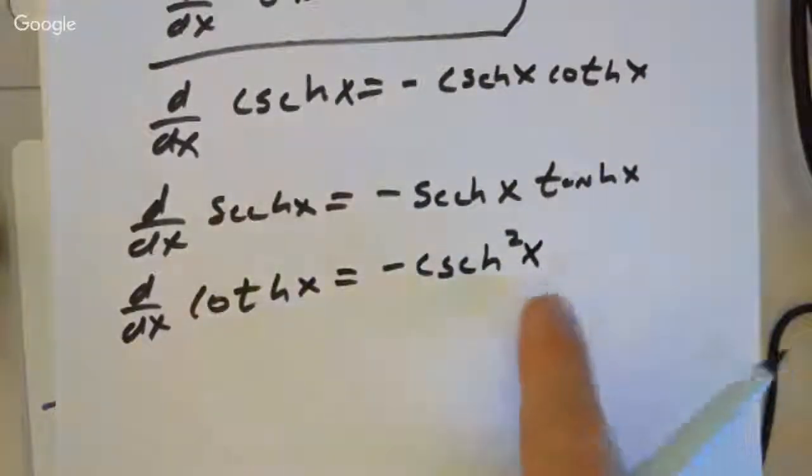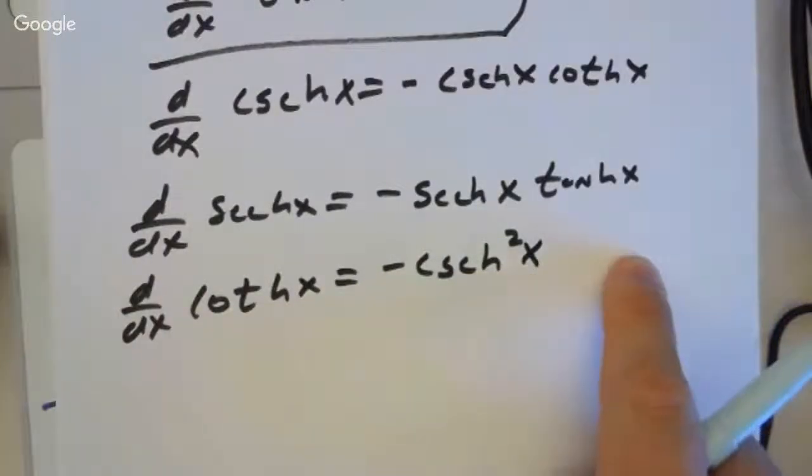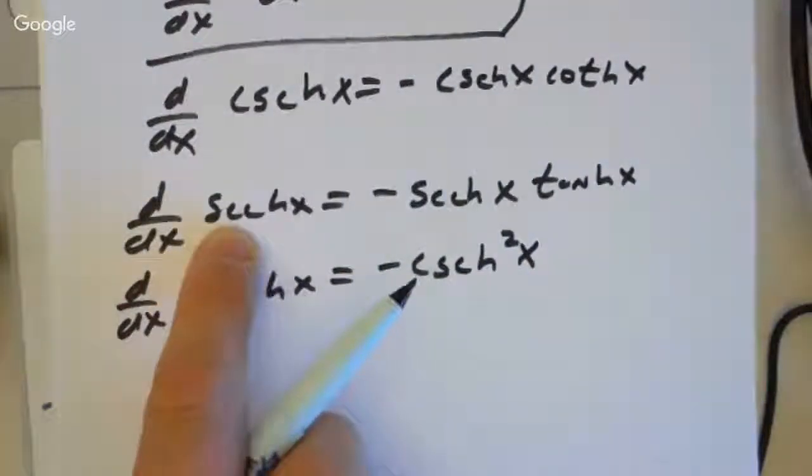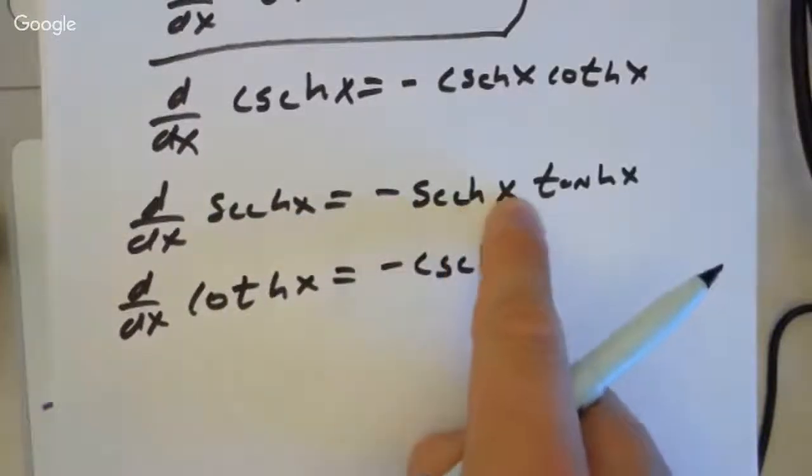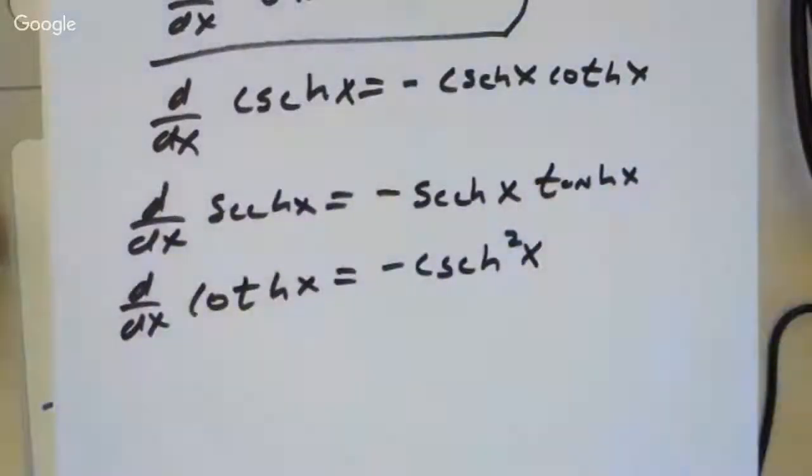Now, if they're chain rules, what are you going to have to multiply by? The derivative of what's inside. So like if it was secant hyperbolic of 3x squared, the derivative is negative secant hyperbolic of 3x squared, tangent hyperbolic of 3x squared, multiplied by 6x.